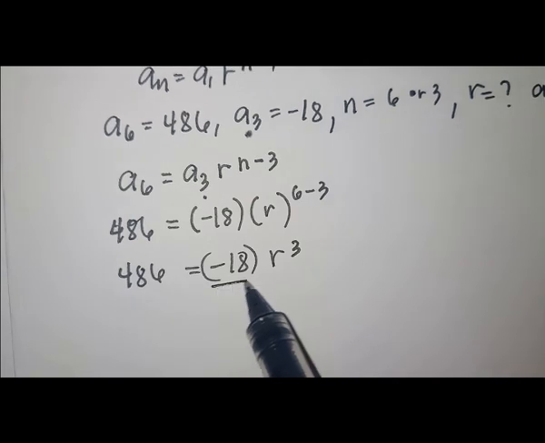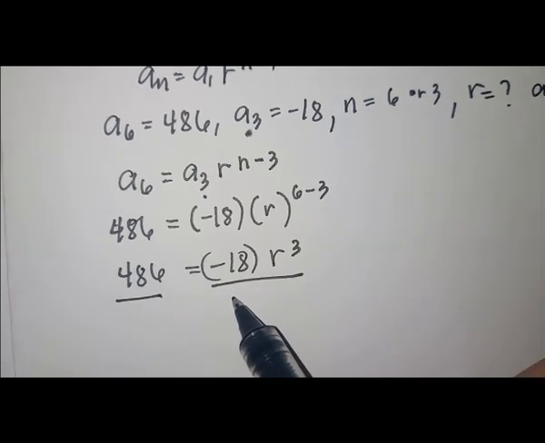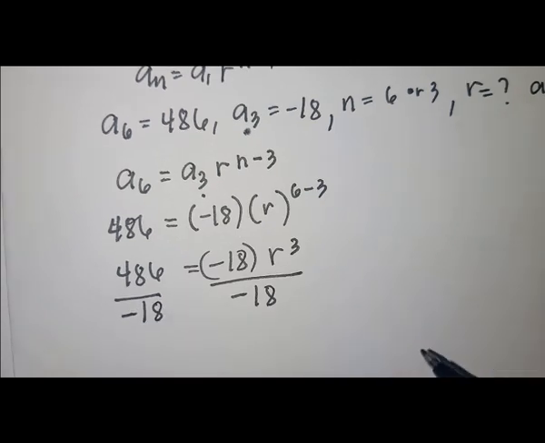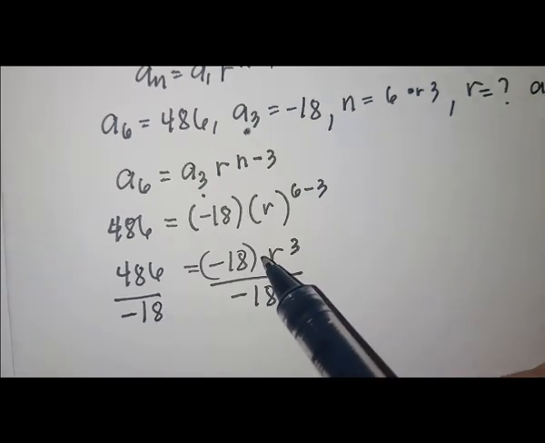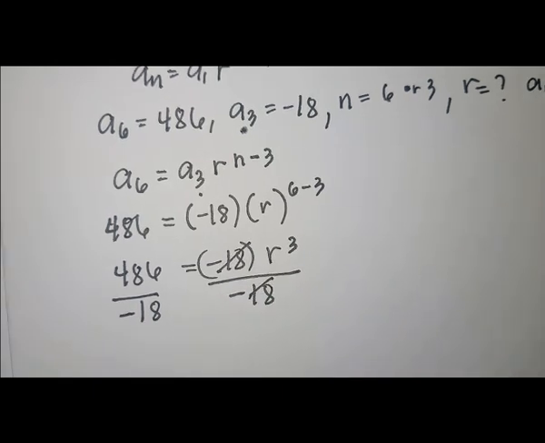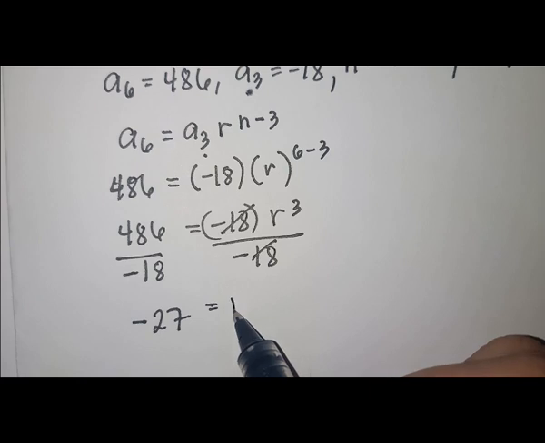Then after that, divide natin both sides by negative 18 para yung r na lang yung matitira, or yung r cube. So negative 18 divided by negative 18 is positive 1. Then we have 486 divided by negative 18. This will give you negative 27 equals r cube.